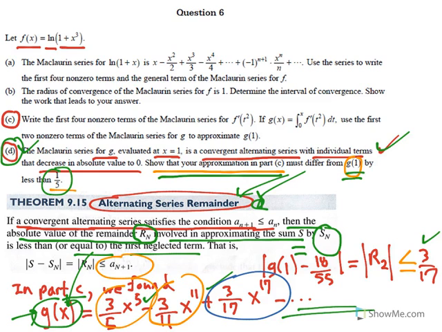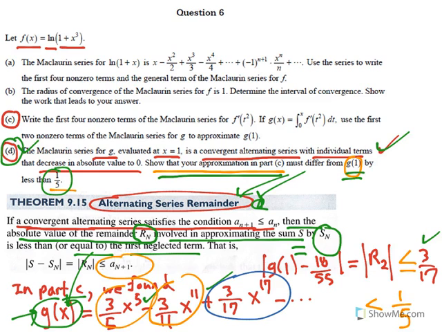How does that compare to 1/5? 1/5 is about 20%, or I should say 1/5 is 2/10, 0.2, and 3 over 17 is about 0.17 or 0.18. So 3 over 17 is actually less than 1/5. So we can write that 3 over 17 is less than 1/5.